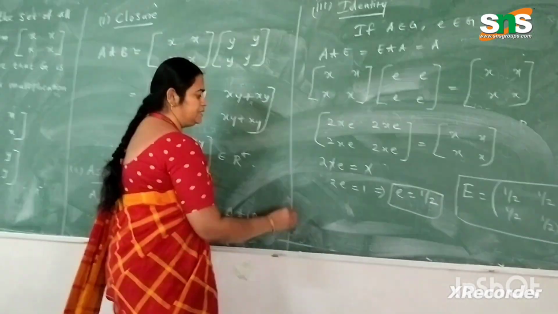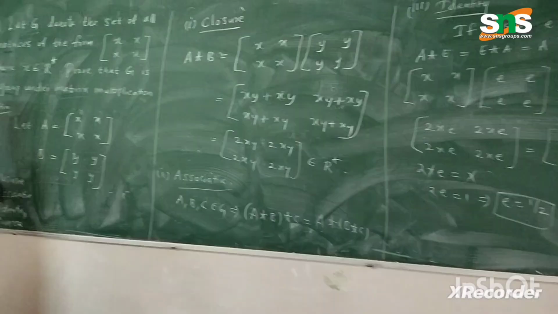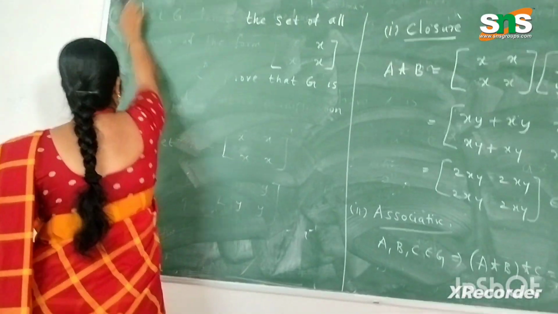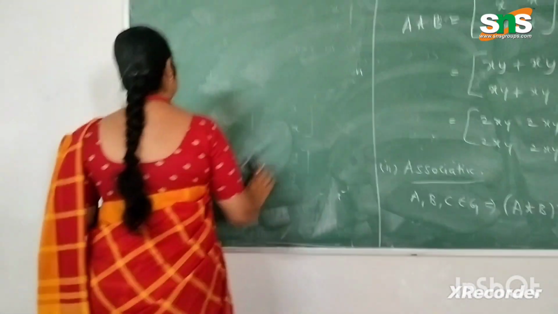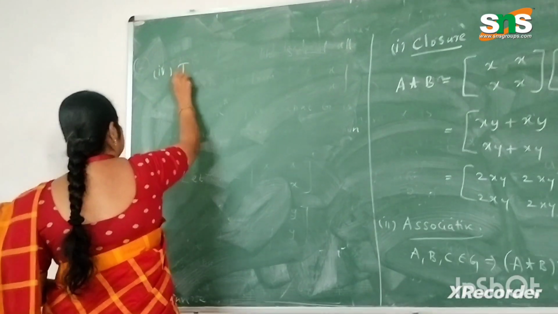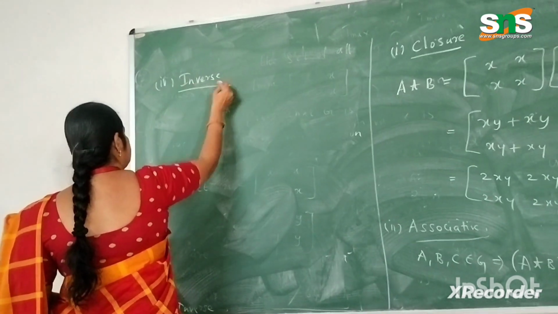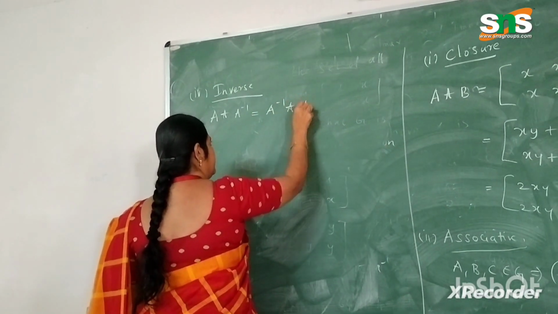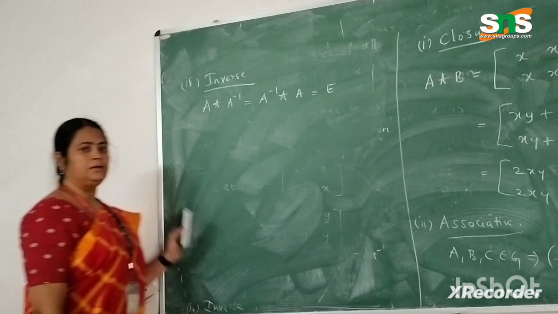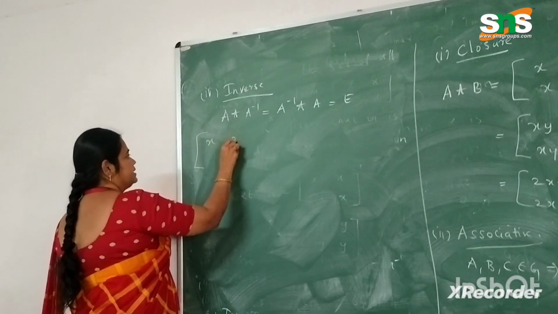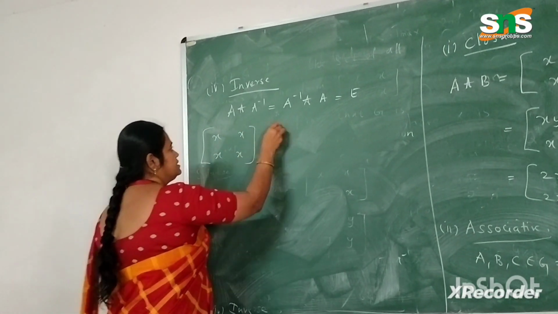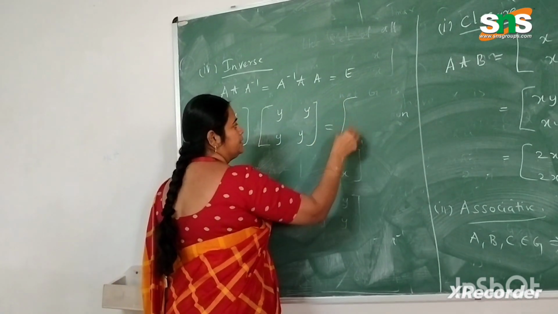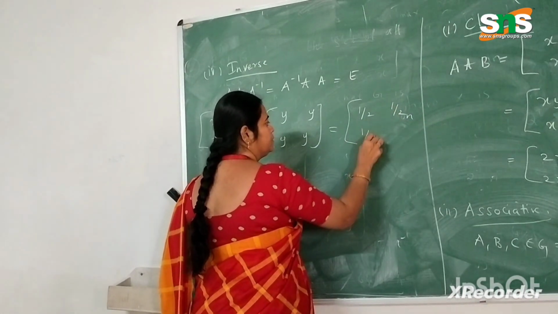So the last condition, inverse. The fourth one is inverse. Inverse is nothing but, as we all know, A star A inverse equals A inverse star A equals E. Here I am going to multiply A equal to [x x; x x], and A inverse, let me take it as [y y; y y], and E is our identity element, that is [1/2 1/2; 1/2 1/2].